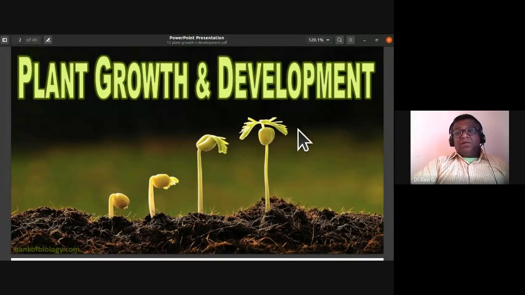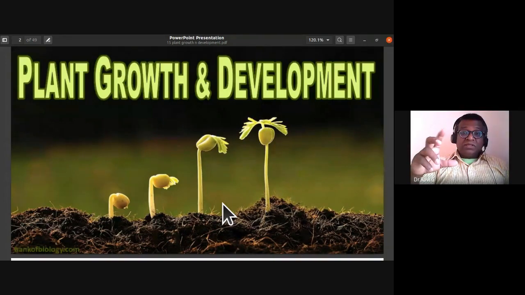Now, in plant growth and development, growth follows a sigmoid curve, so we'll be studying that sigmoid curve. Initially the growth has a lag phase, then a log phase, the grand period of growth or exponential growth where maximum growth takes place, and then there is a steady phase. We'll study that sigmoid curve of growth and development also.